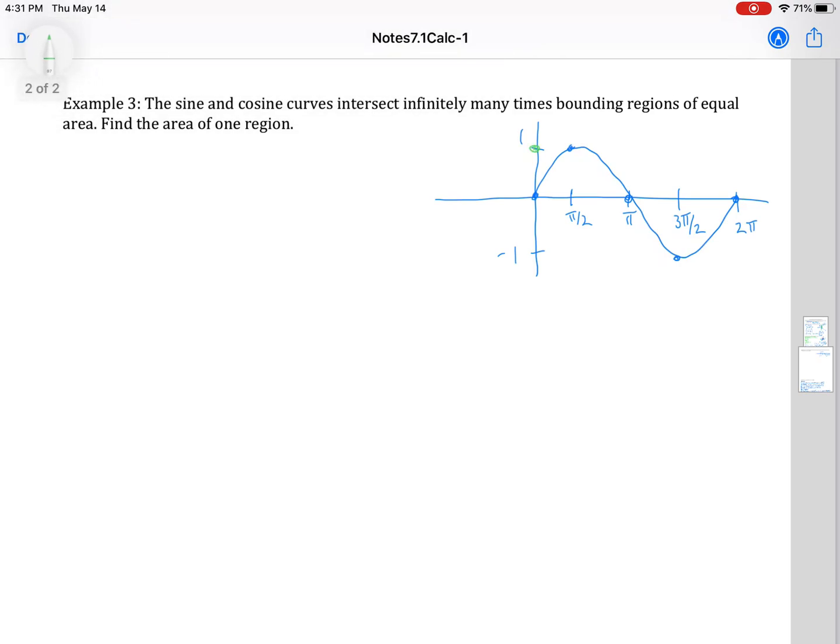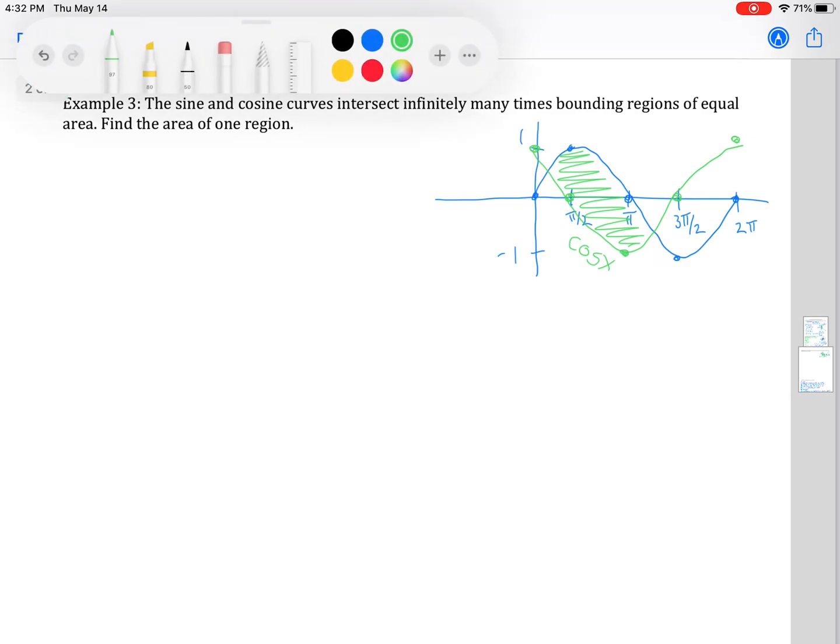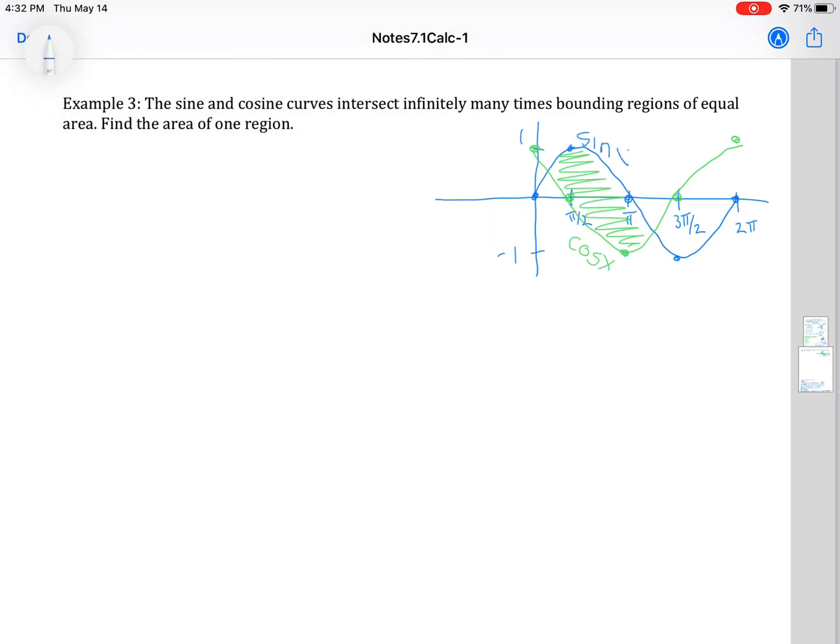If I pick a different color for cosine, cosine would start at 1 and basically go the opposite in terms of what they equal. And if I sketch that, I get this. Now we're being asked to get the area of one region. So that would be this guy right here. We can see that the cosine function is on the bottom, and the sine function is above, in terms of f of x and g of x.